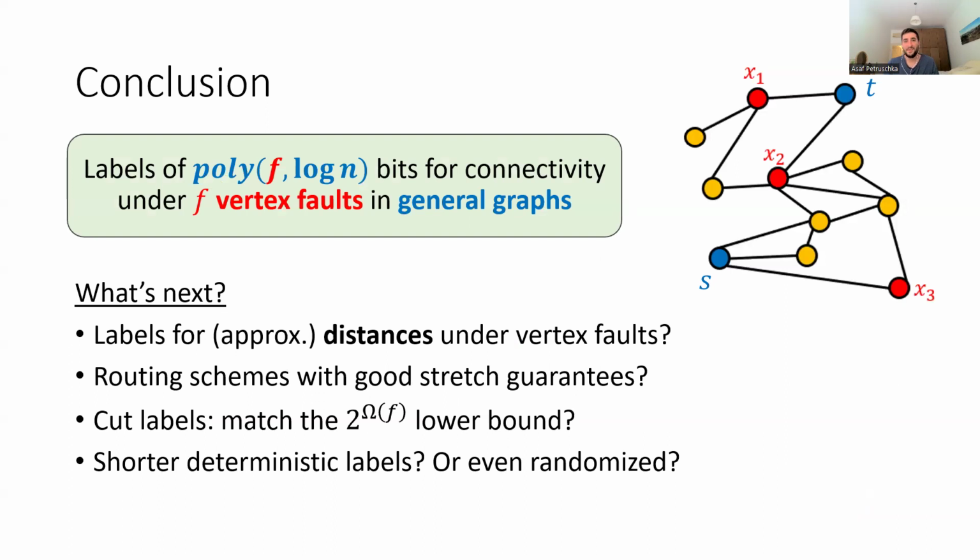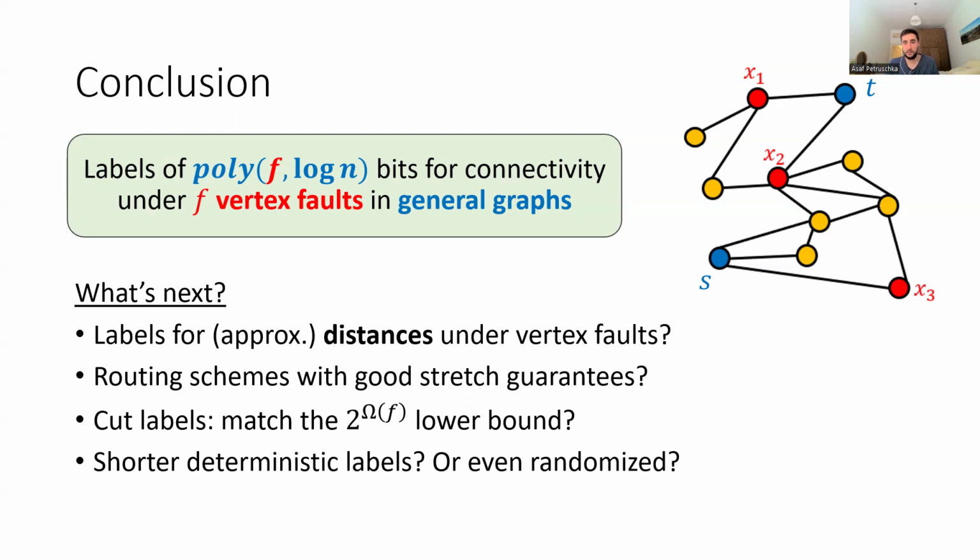So let me conclude. Our main result is providing labels of poly(F, log n) bits for connectivity under F vertex faults in general graphs. In terms of open questions, there are many interesting ones. First, can we go farther from reporting connectivity and report approximate distances after vertex failures? A similar question holds for the routing schemes that support vertex failures. Can we provide such routing schemes with good stretch guarantees on the routes? Such distance labeling and routing schemes for edge faults were provided by Dory and Parter, but for vertex faults, we still don't have ones.